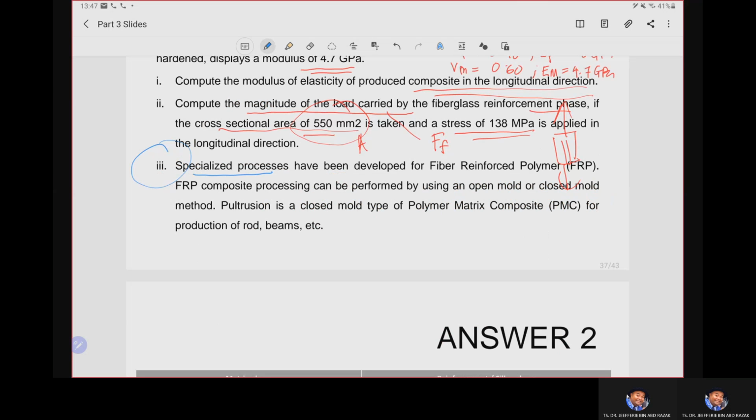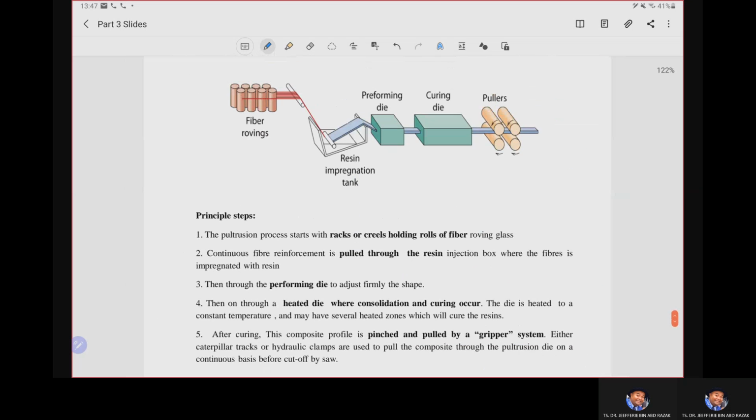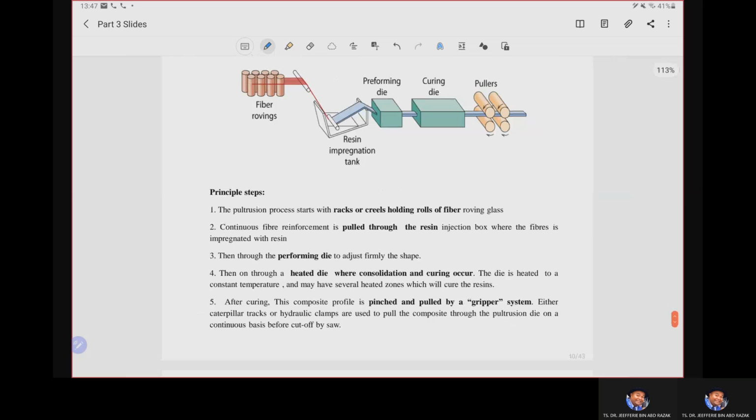Specialized processes have been developed for fiber reinforced polymer using open mold or closed mold. Pultrusion is one of the closed mold methods for PMC manufacturing to produce products like rods or beams. So please explain the pultrusion process. This is the schematic answer on how you can explain the pultrusion process.